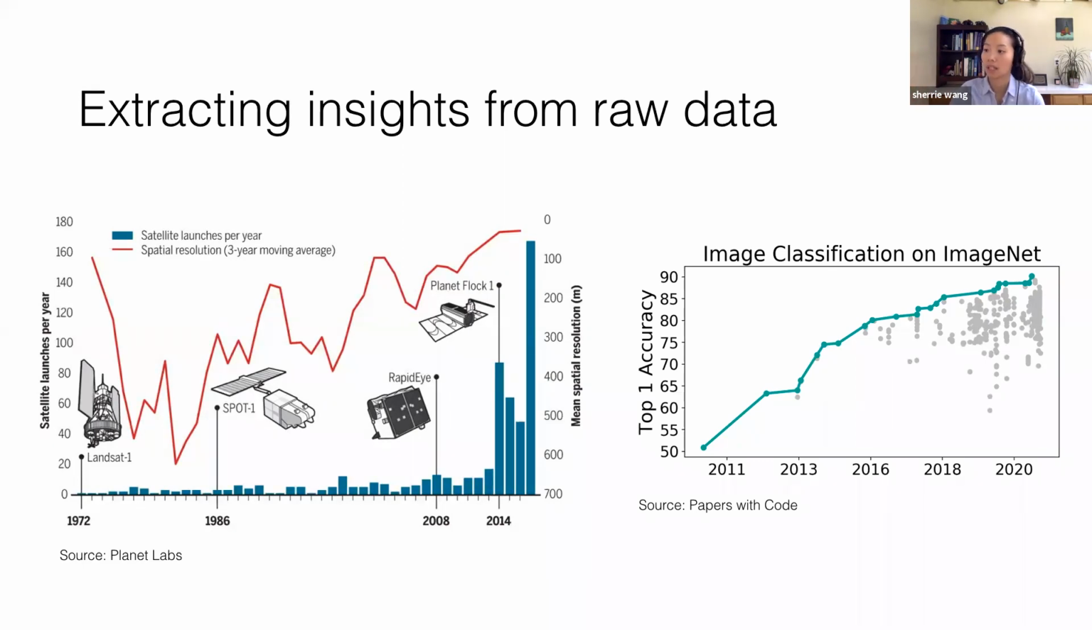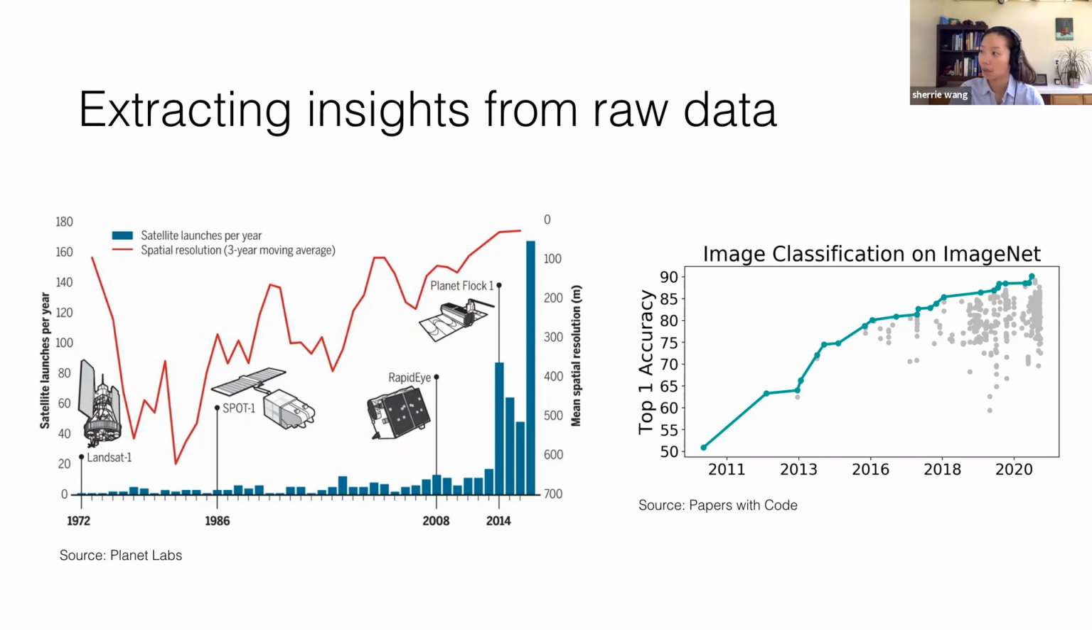So we have all this raw data, and if we want to extract insights from that data automatically, we need some sort of algorithm. And in roughly the same amount of time, we've had a massive improvement in machine learning algorithms, deep learning in particular, and how well they can perform classification, segmentation, all sorts of tasks on raw data or unstructured data like imagery.